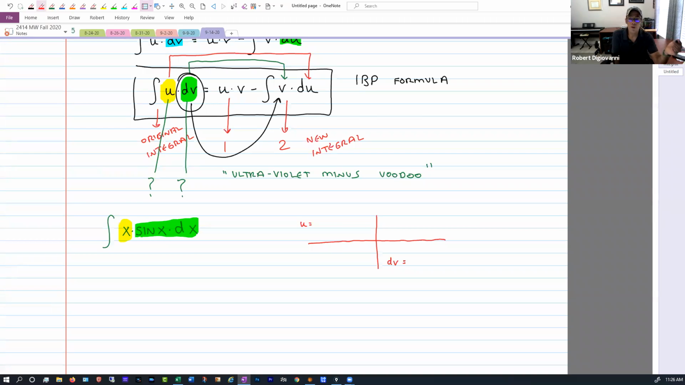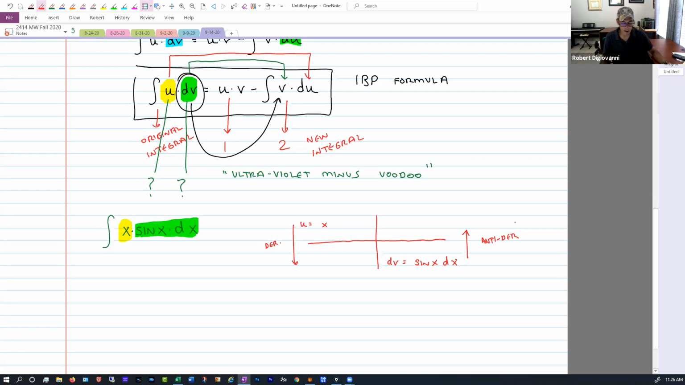Now, we're going to choose our u. We already did that, right? X. And we're going to choose our dv, which is going to be sine x dx. And the way I like to use this table is that when you're filling it out, when you're going down, you're taking derivatives. And when you're going up, you're doing antiderivatives or integrals.